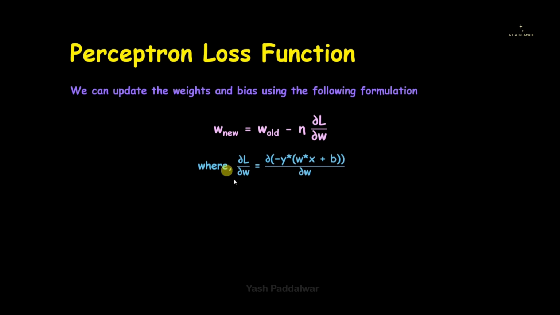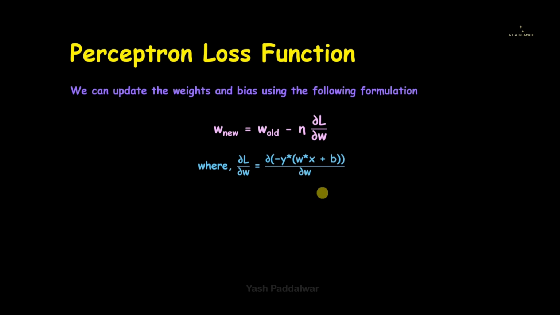Now if we look at this partial derivative and try to solve it, what do we get? Let's see. Here you can see that the loss function L is nothing but the expression minus y multiplied by (wx plus b), and we are now going to differentiate it with respect to the parameter w. Note one thing: partial derivative means whatever parameter you are using for differentiating, only that parameter will act as a variable and all other parameters will act as constants.